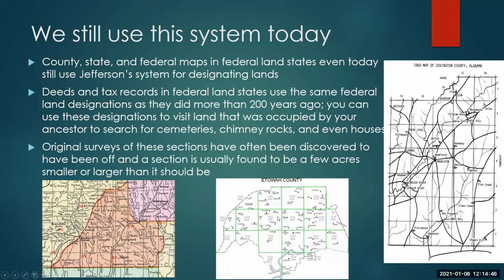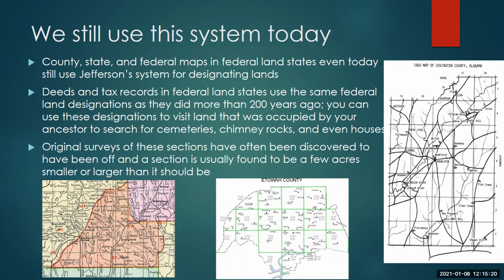Now, here's one of the real beauties of this system. We still use it today. Your ancestor received a patent for land in the state of Alabama from the federal government. And you give me the Meridian, you give me the township number that is the township line and the range line, and you give me the section number, I can take out a modern Alabama county road map and see exactly where that land is today.